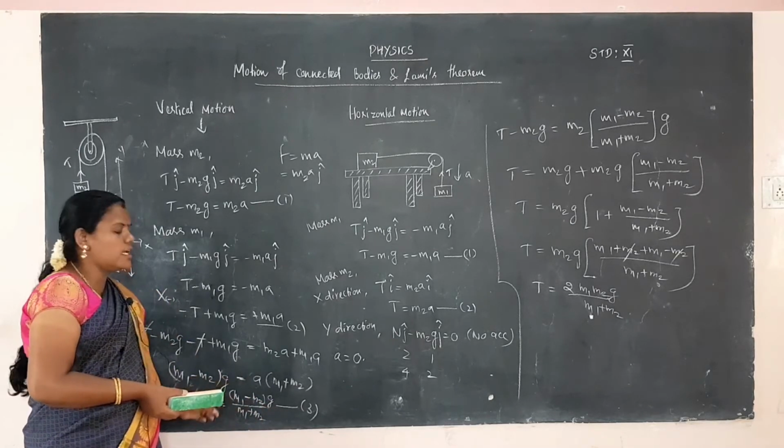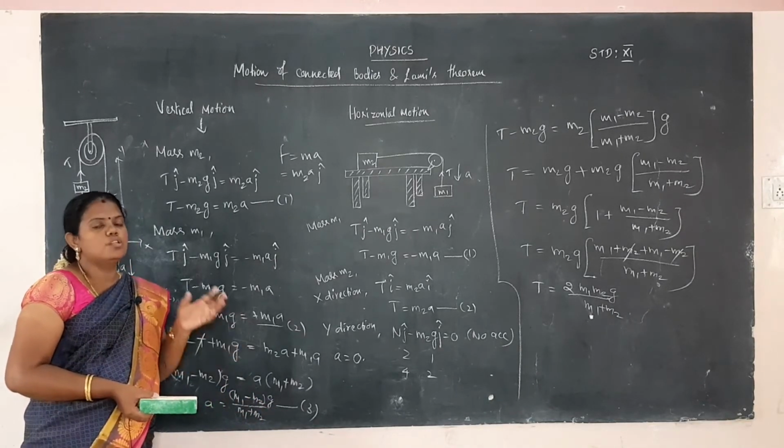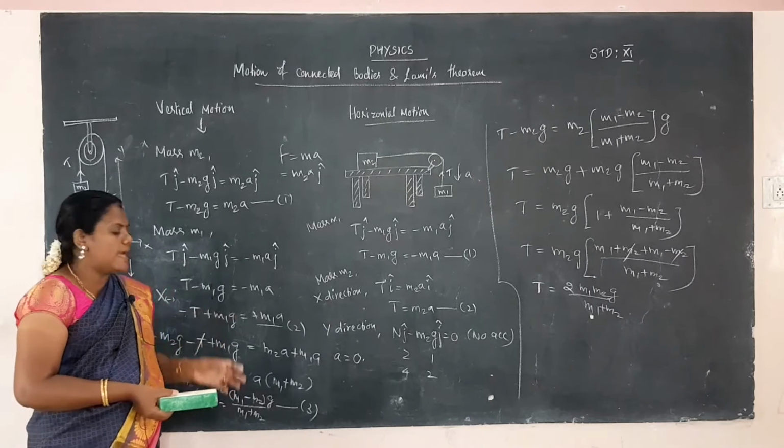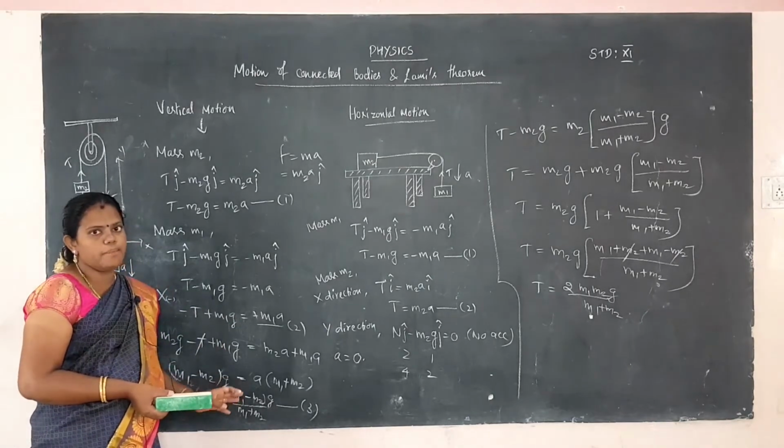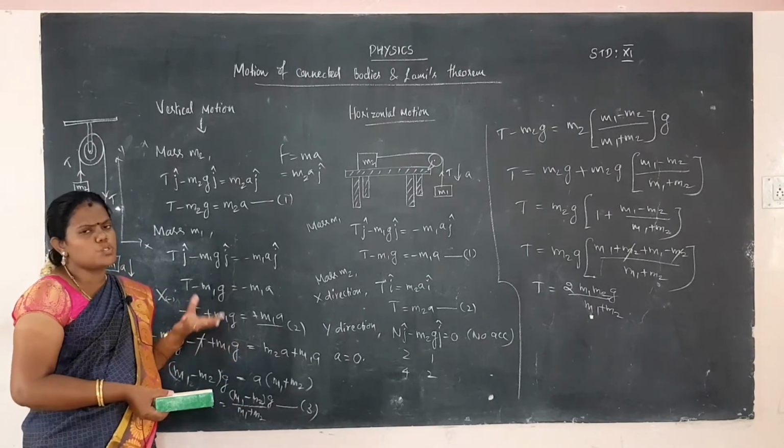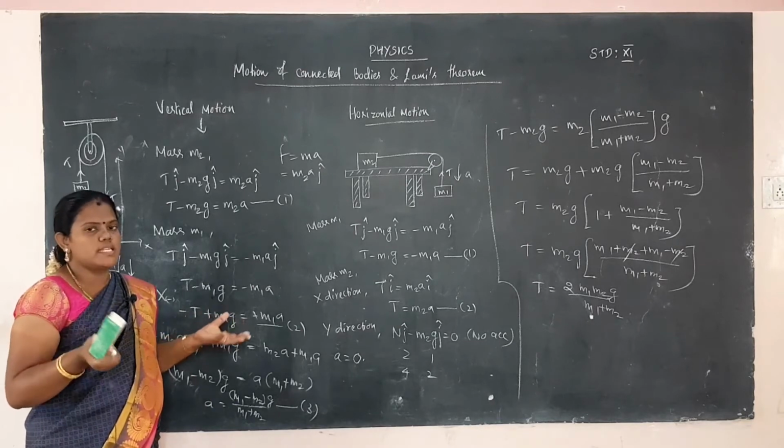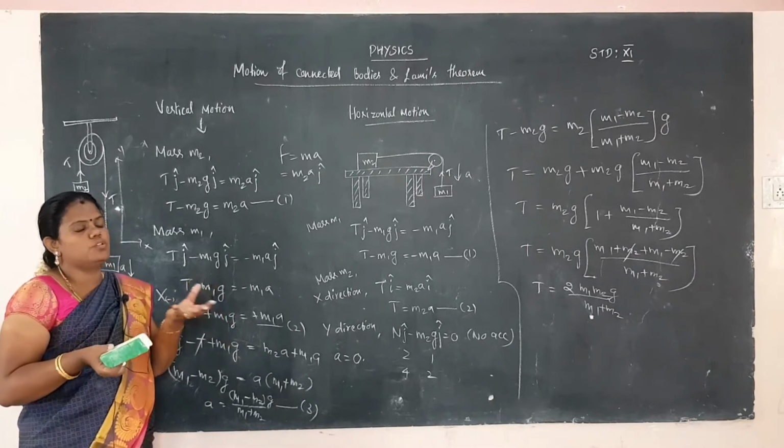We consider m1 is equal to m2. When the two masses are equal, the acceleration is 0. There is no acceleration at all because the two weights are equal, so no movement. It will be balanced through the pulley.